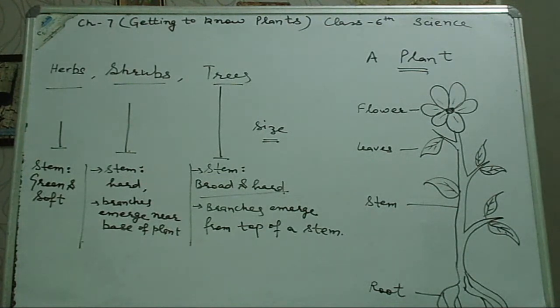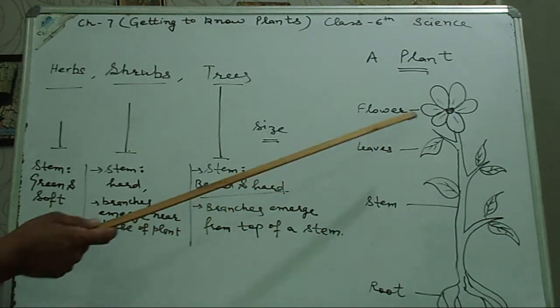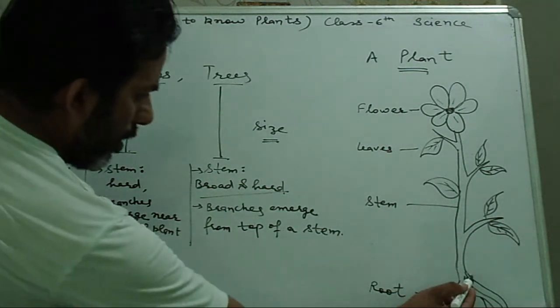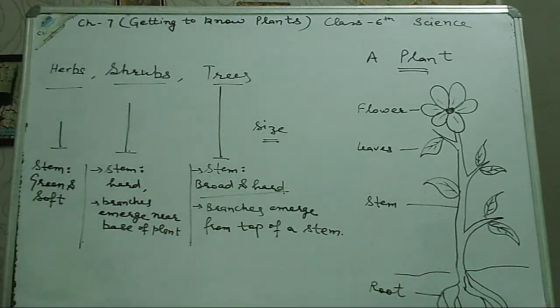Today we are going to start the next chapter of 6th class, that is chapter 7, Getting to Know Plants. What kinds of plants are there? We know the general structure of a plant. Whatever we observe from our surroundings, we know that whatever is inside the soil, that part of the plant is called root.